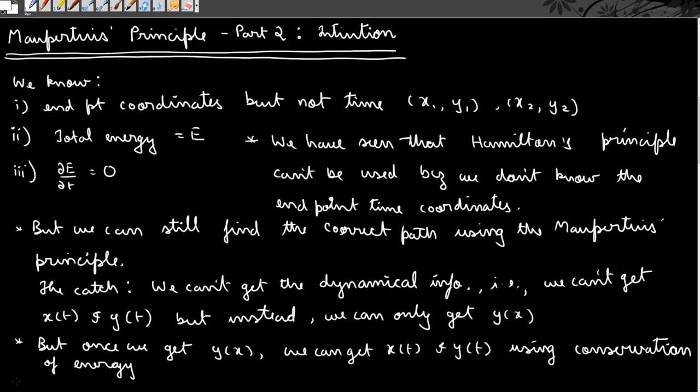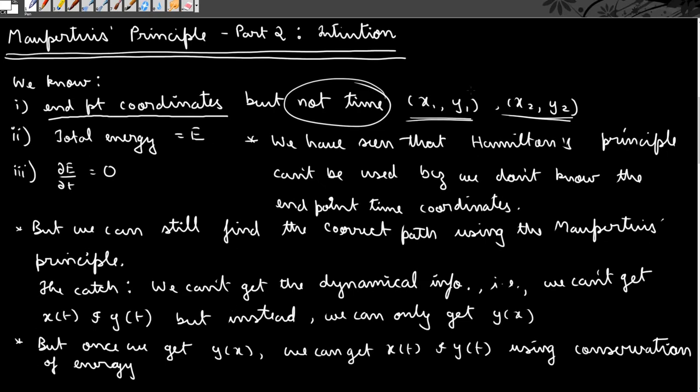There we discussed the setup under which Maupertuis principle can be used. We saw that it is the case when we just know our endpoint coordinates but not time. Which means if you consider the case of two dimensions, you know x1, y1 and x2, y2, which are the initial and final coordinates. But remember, we don't know how much time it takes for the particle to go from x1, y1 to x2, y2. We do not have that information.